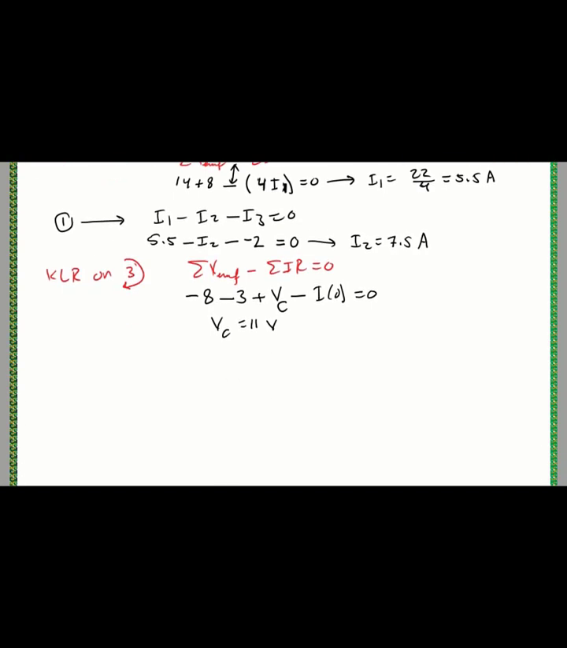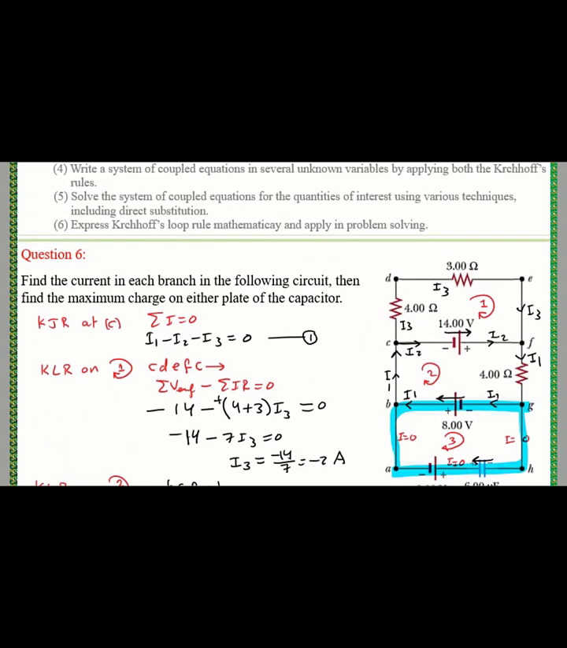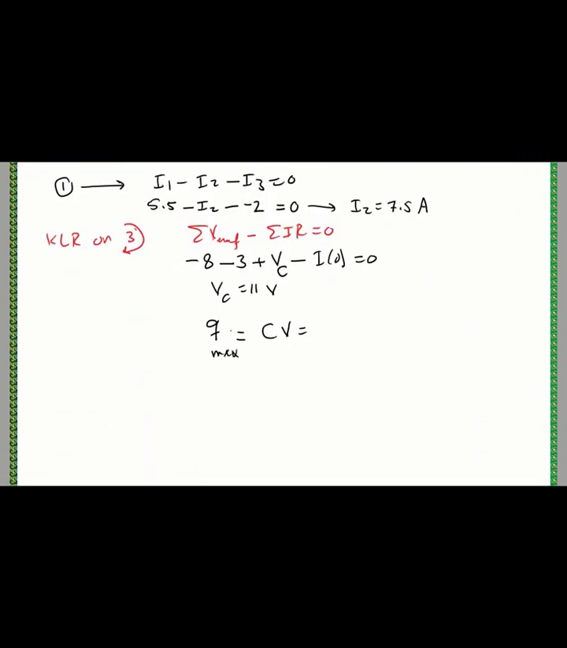Here we have the voltage for the capacitor. We can find the charge on the capacitor. Q on the capacitor is Q maximum because there is no current flowing in this branch. It is C times V. The capacitance of the capacitor, as indicated in the graph, is 6 microfarad. So it is 6 times 10 to the minus 6 times 11. So it is 66 times 10 to the minus 6 coulomb, or 66 microcoulomb.